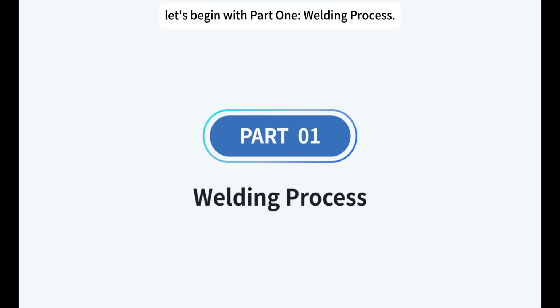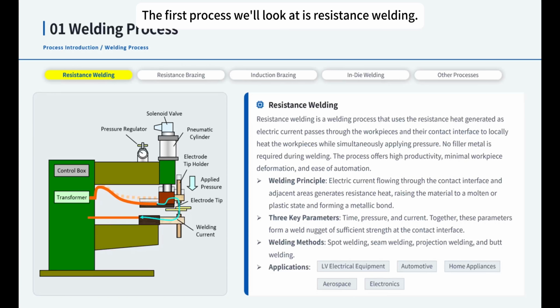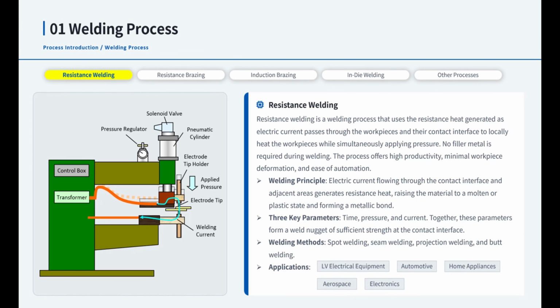Let's begin with part 1, welding process. The first process we will look at is resistance welding. Electric current passes through the workpieces and their contact interface. While they are held together under electrical force, the resulting resistance heat raises the material to a molten or plastic state, allowing a metallurgical bond to form.